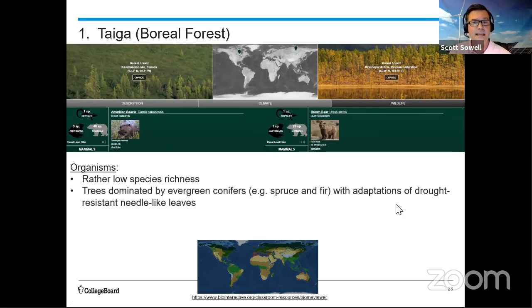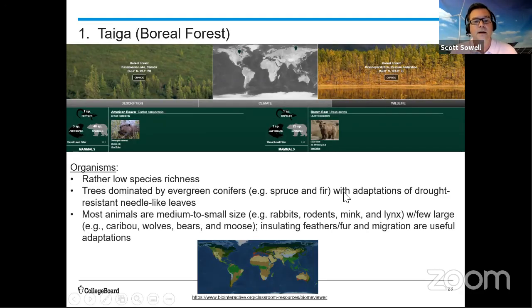It's dominated by trees. Now, what kind of trees is unique? It's typically conifers, evergreen conifers, things like spruce and fir. And they've got those little needles instead of broad leaves. And those needles are very well adapted to drought conditions because there's not a lot of precipitation here. The organisms here, the actual animals, are medium to small size, some large ones, but no matter what, you've got to be adapted for the cold. So you're going to have insulating feathers or fur, or maybe even some long distance migrations to leave the boreal forest when it gets too cold.